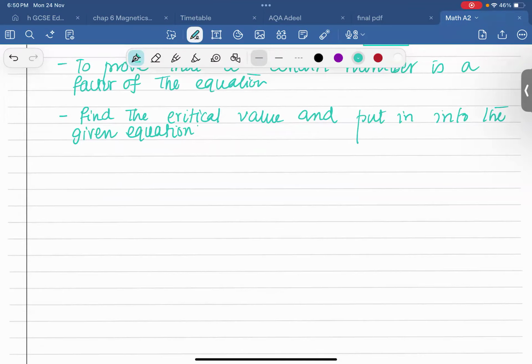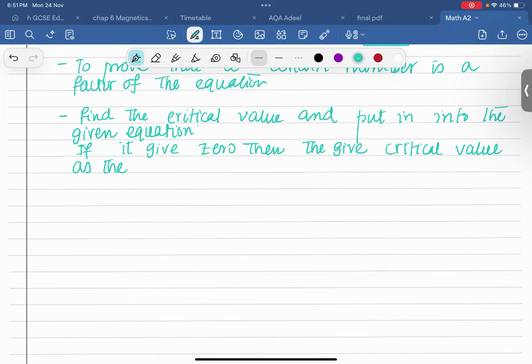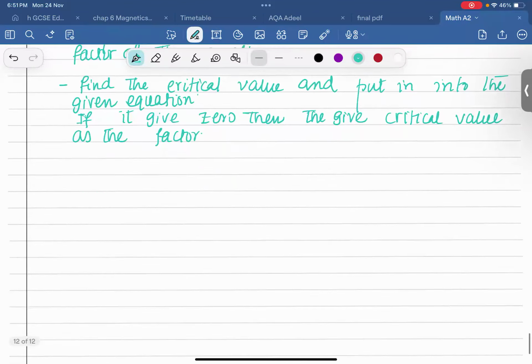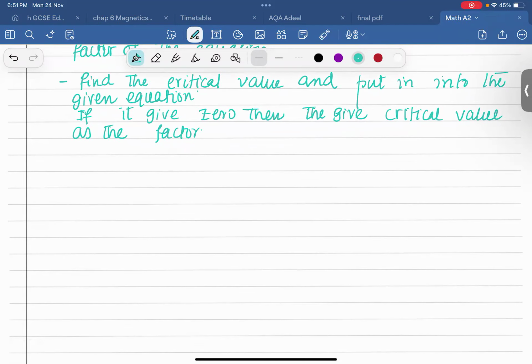So if it gives zero, then the given critical value, we have seen what the critical value is, okay? Critical value as a factor. Okay, this is the concept, right? I will later explain everything with the examples, okay? For now, I'm just writing down the things, okay?